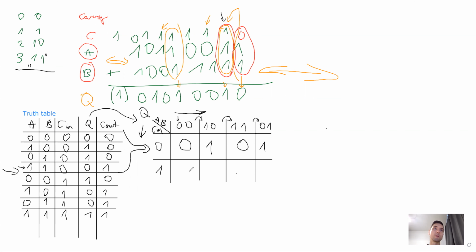And the next line is for these values. So when carry is 1, if A and B are both zeros, the result is still 1. 0 and 0 and 1 is 1. Then if A and B are 1 and 0, then the result is 0. When A and B are 1 and 1, this is the last line, the result is 1. And when A and B are 0, 1, and carry is 1, then the result is 0.